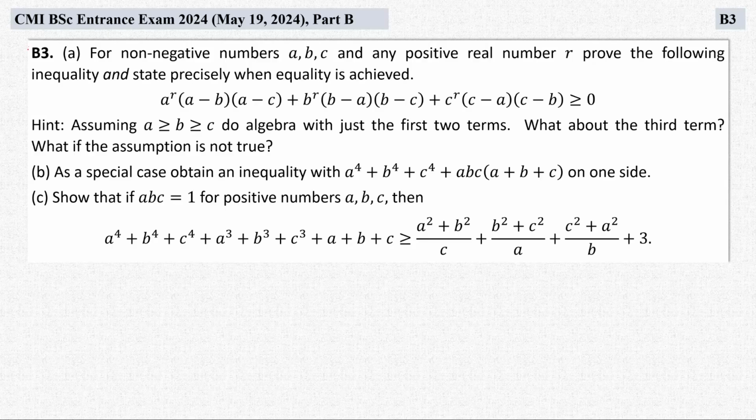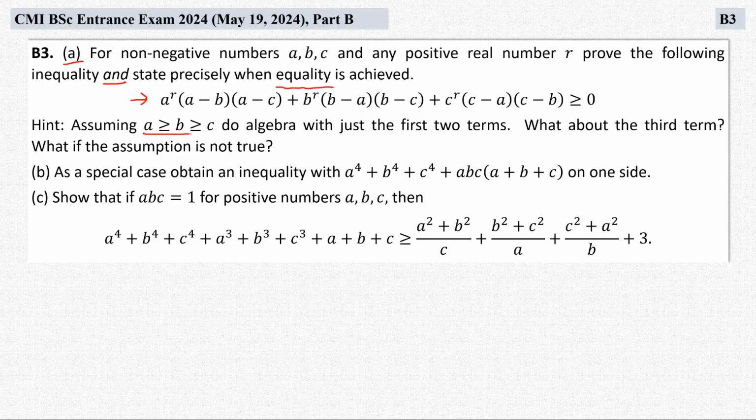Now let's move on to problem B3. Problem A: for non-negative numbers a, b, c and any positive real number r, prove the following inequality, a to the power of r times (a minus b) times (a minus c), plus b to the power of r times (b minus a) times (b minus c), plus c to the power of r times (c minus a) times (c minus b), is greater than or equal to 0, and state precisely when equality is achieved.